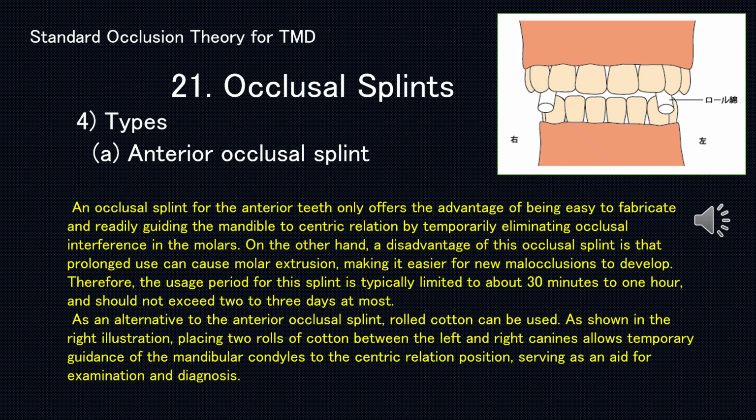As an alternative to the anterior occlusal splint, rolled cotton can be used. As shown in the right illustration, placing 2 rolls of cotton between the left and right canines allows temporary guidance of the mandibular condyles to the centric relation position, serving as an aid for examination and diagnosis.